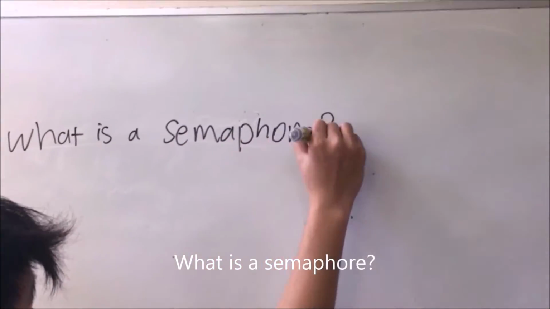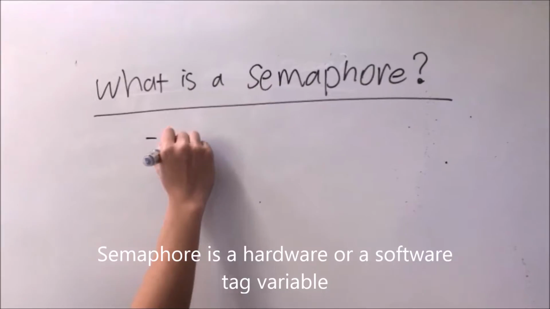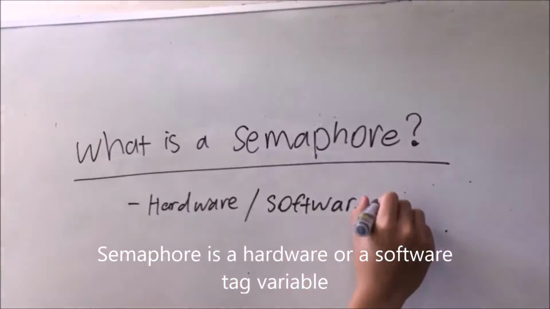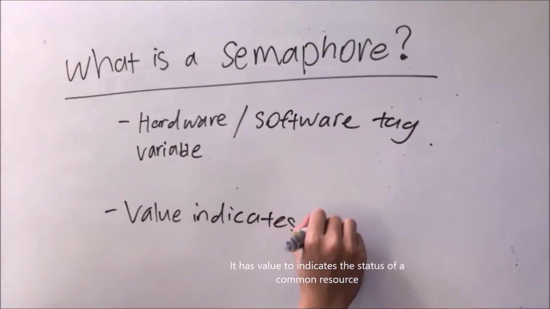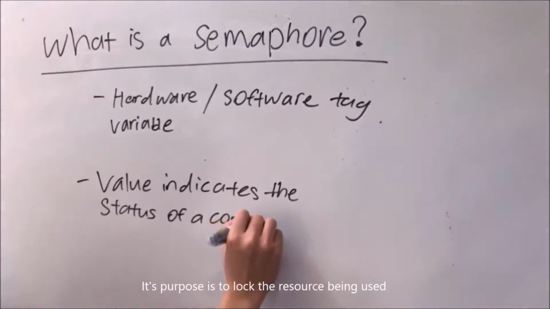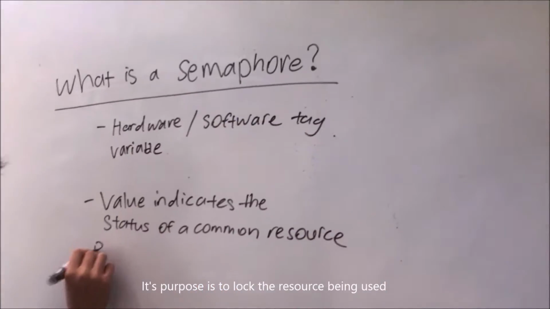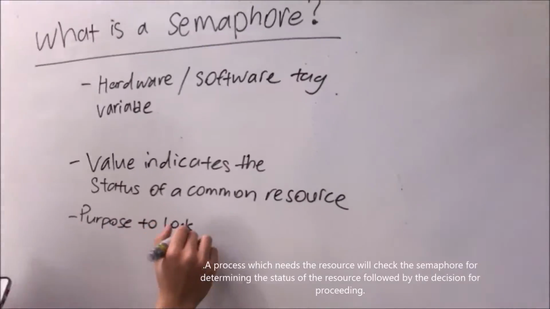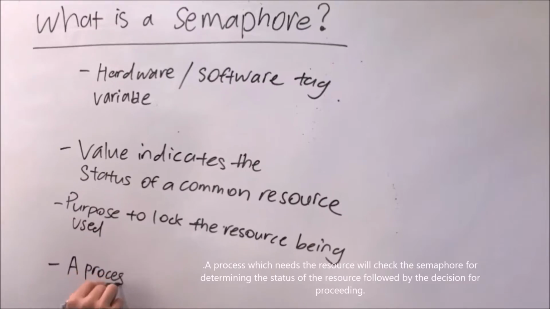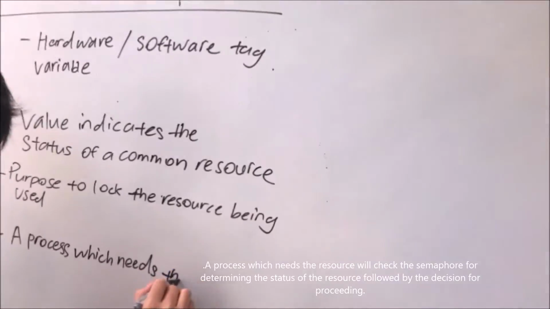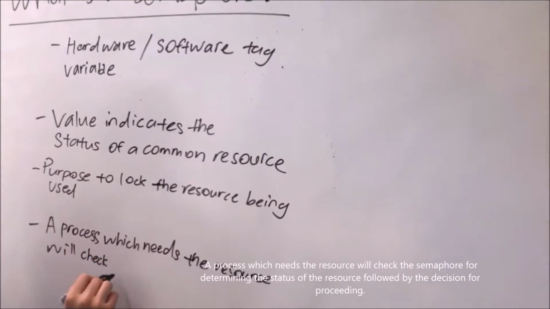What is a semaphore? A semaphore is a hardware or software tag variable. It has a value to indicate the status of a common resource. Its purpose is to log the resource being used. A process which needs the resource will check the semaphore to determine the status of the resource, followed by the decision for proceeding.